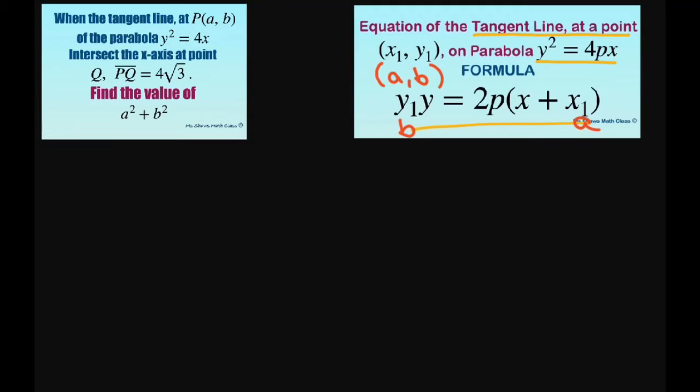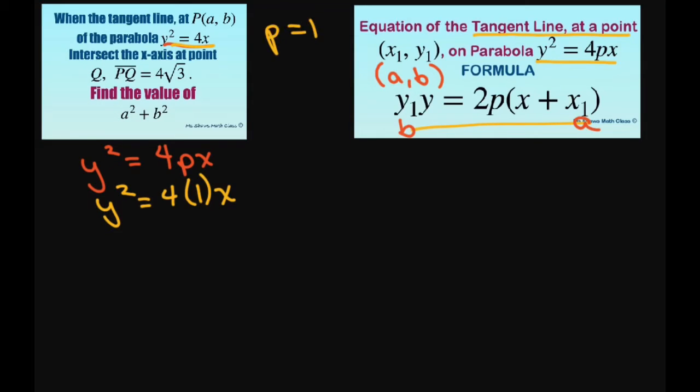So also let's look at this. If we have y squared equals 4px, and our equation is y squared equals 4x, then my p is just going to be 1. So they match up here. So my p equals 1, because we're going to need that for our formula.